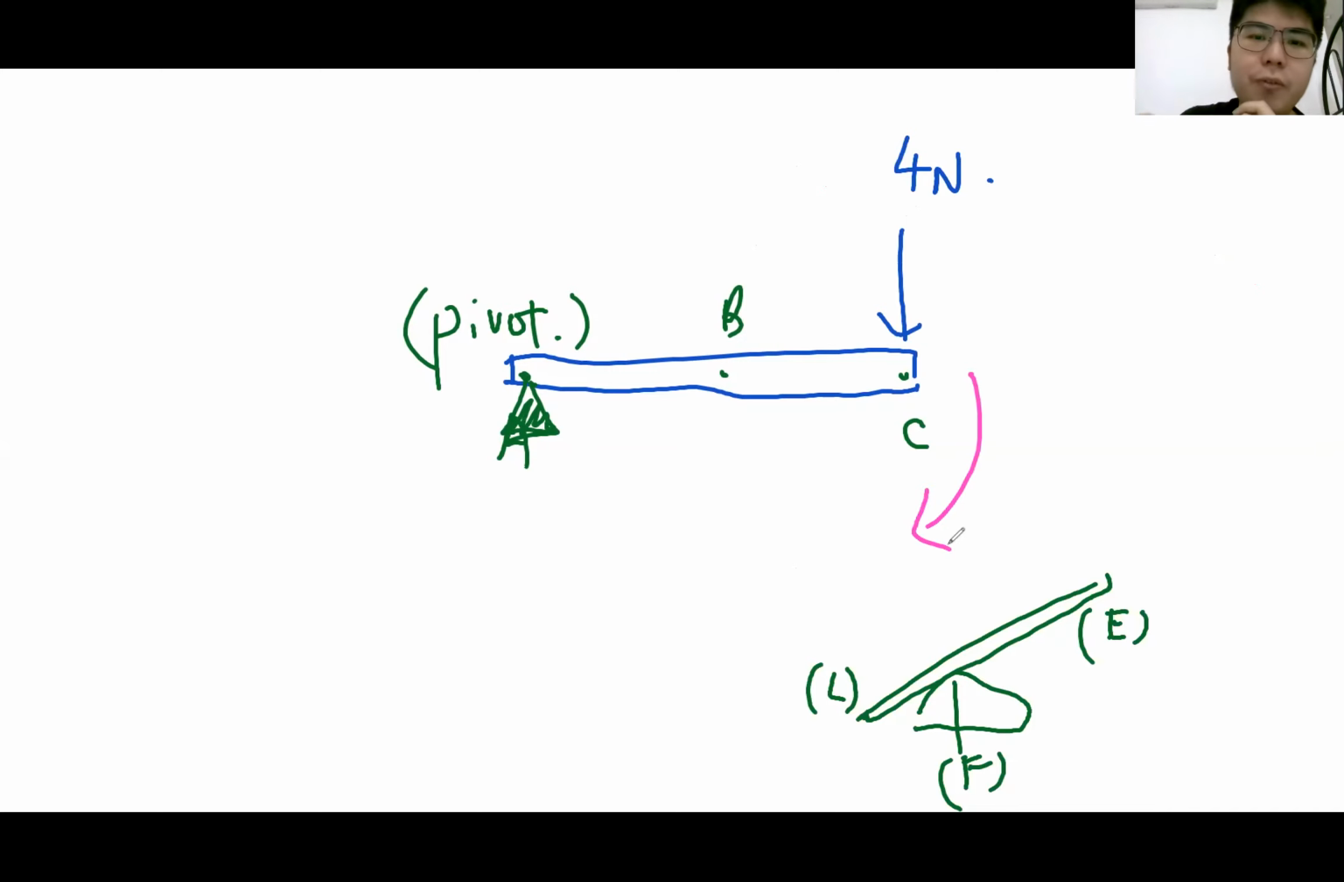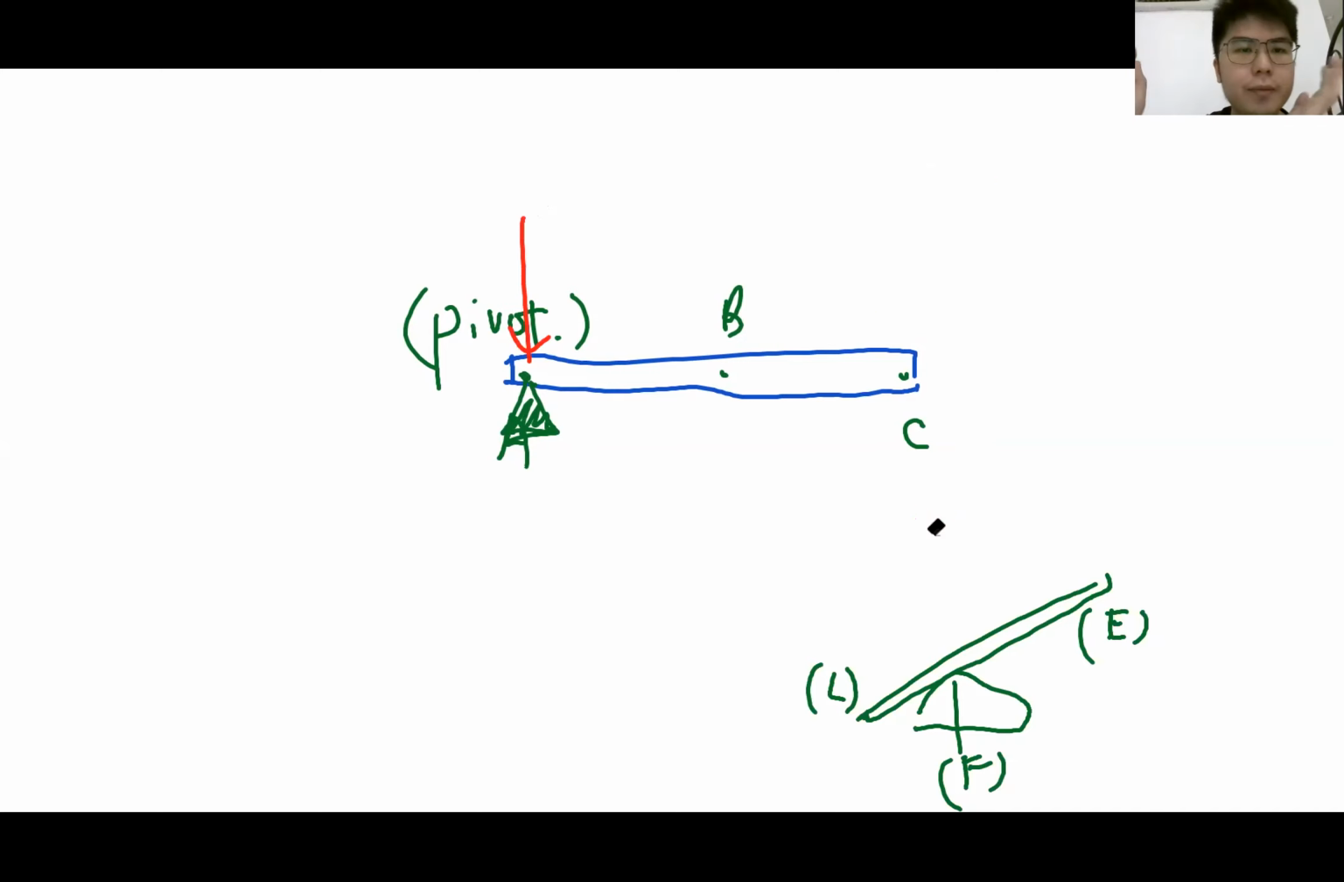Now how about if the force is acting exactly at the pivot here? If the force is acting at the pivot, is there any moment? No. If the force is acting at the pivot, the fixed point, then there is no moment. Any other point will create a moment, but not the fixed point. Now you can have more than one moment.